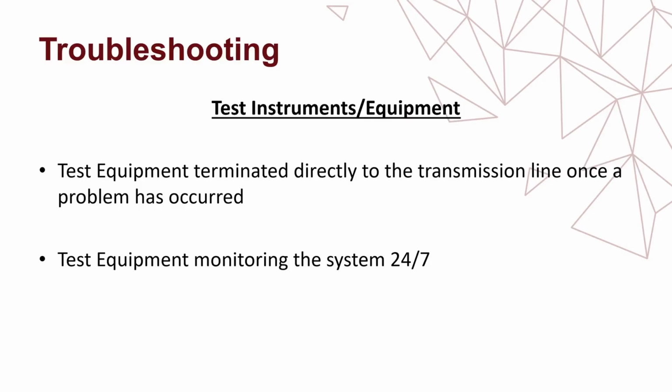Test equipment. For troubleshooting, when we have faults and failures, historically we take the test equipment and terminate it directly to the transmission system. And there's a delay with that. When it happens, we have to go to the site. We have to take the station off the air. We have to terminate the equipment and figure out what's going on with it. If we have a test equipment monitoring system, alternatively, we can monitor 24/7.